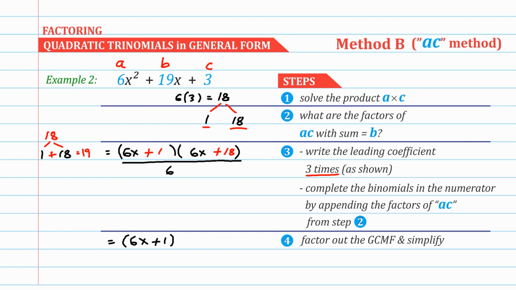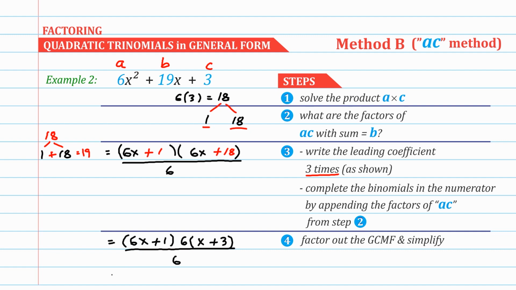So 6x plus 1 pa rin. How about yung second binomial, 6x and 18? Notice, 6 is a GCMF. So let's factor that out. Ilabas natin si 6. So 6 times ano para maging 6x plus 18? X plus 3. Check nga natin by distributing 6 times x, 6x. 6 times 3, 18. They're the same. But don't forget, we still have over 6 here.